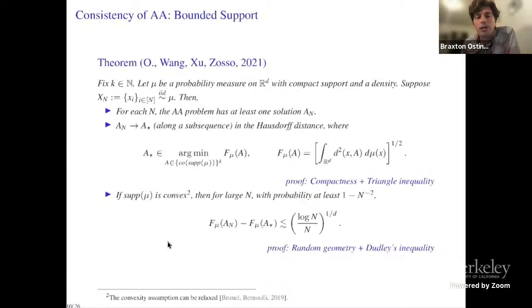And then in addition, we can get a rate of convergence. So if you assume that the support of mu is convex, and actually we can relax this a little bit, but convex is sufficient, then for large n with high probability, the objective evaluated at the discrete solution is always greater than the one at the continuous solution, and the difference is bounded by this quantity. The proof of this relies on some results from random geometry and Bentley's inequality, so it's a concentration inequality type of result.